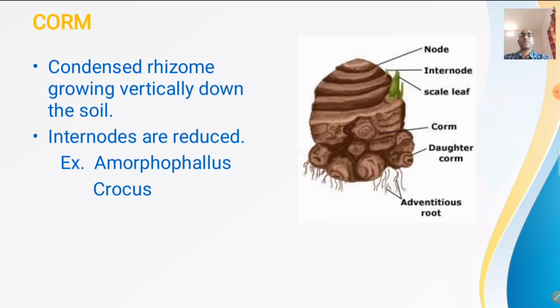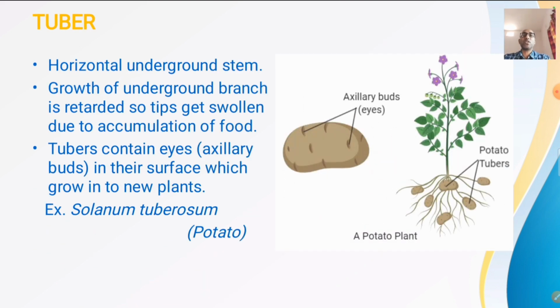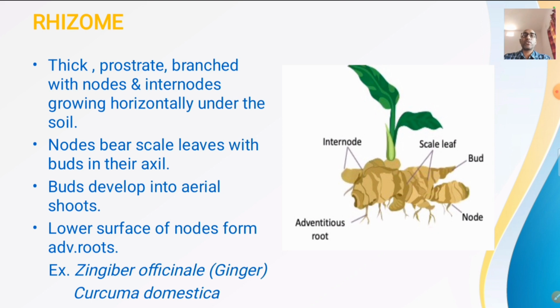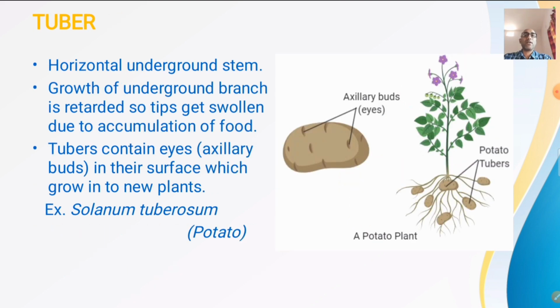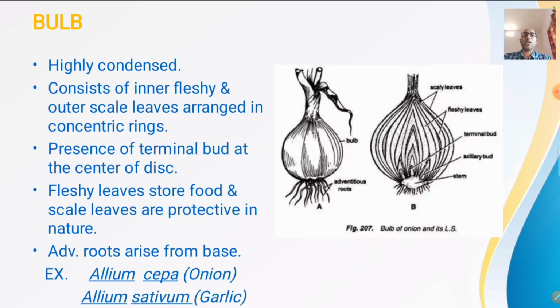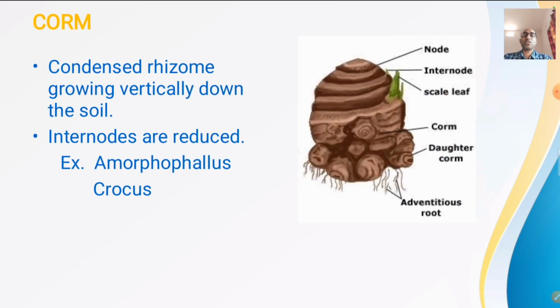But as far as your rhizome was concerned, it was prostrate, branched with nodes in it, growing horizontally under the soil. But here, when that rhizome is very much condensed and grows in a vertically downward direction, we call it a corm. Here internodes are very much reduced. Got it? So examples are Amorphophallus and crocus. So this is the underground modification.